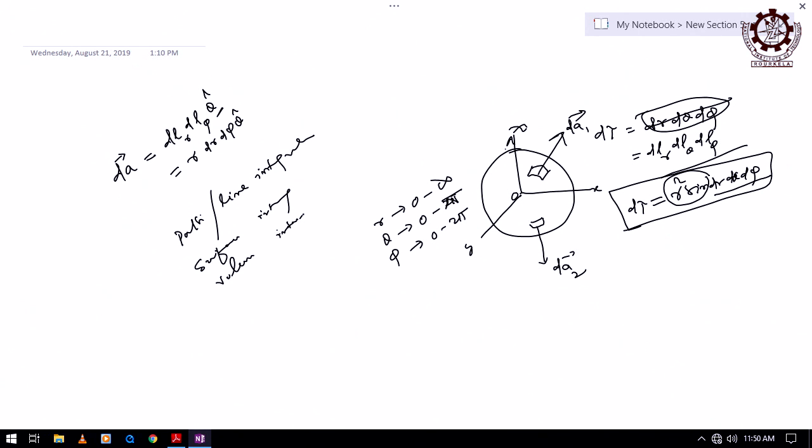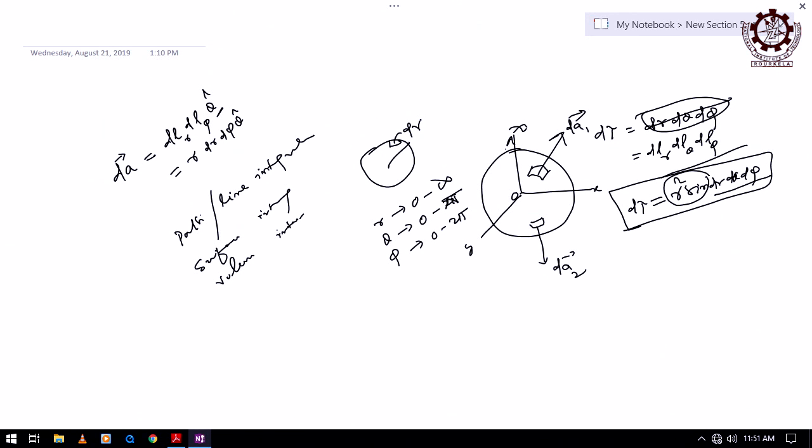If it is over area, then it will be area integration. For example, let's say there is a sphere. What is the total area of this sphere? 4 pi r square, surface area. So, if I take an elementary area dA, integrate over the whole area, then it should go to 4 pi r square. That is what kind of integration?